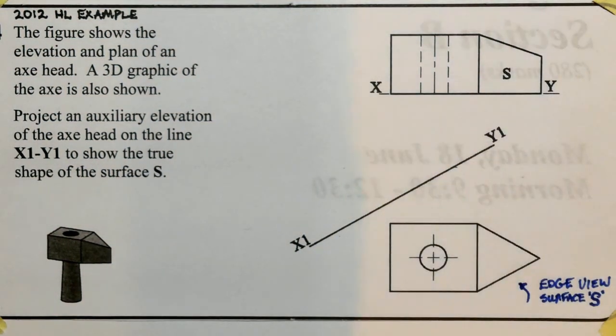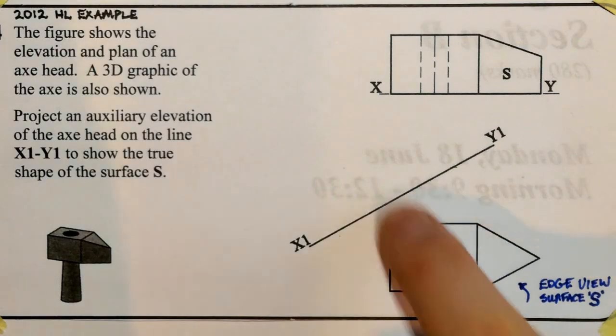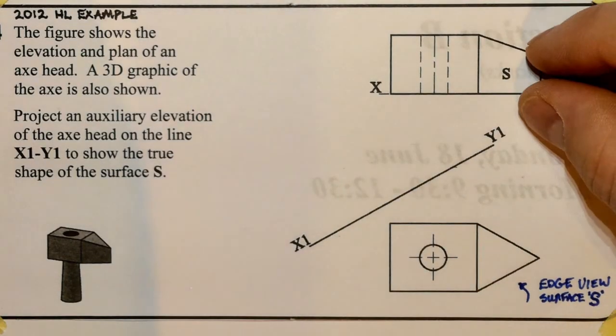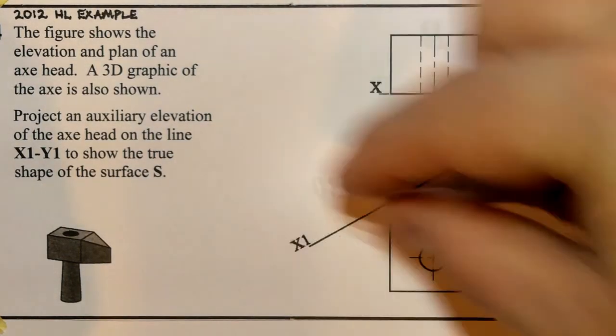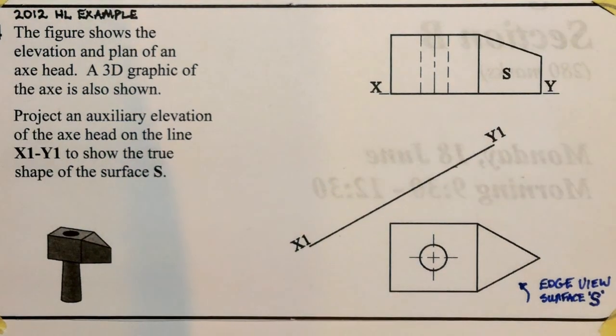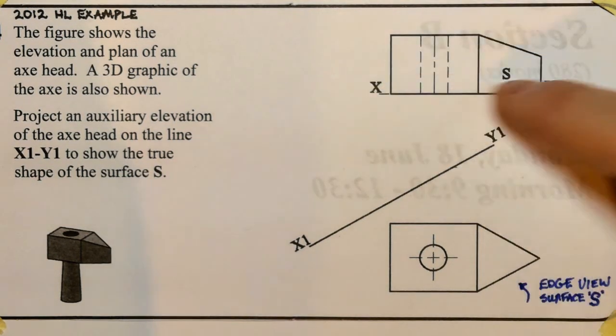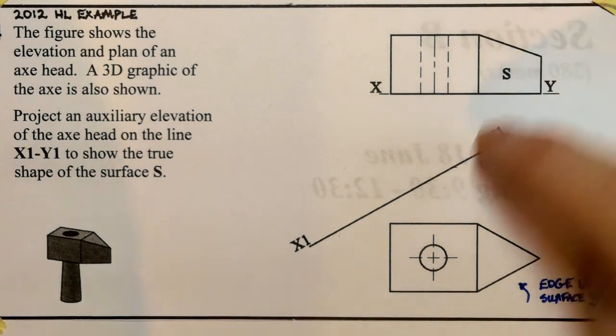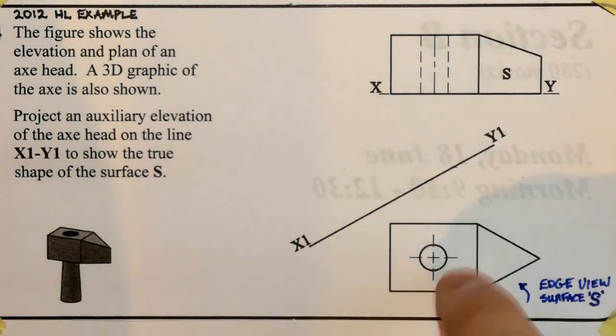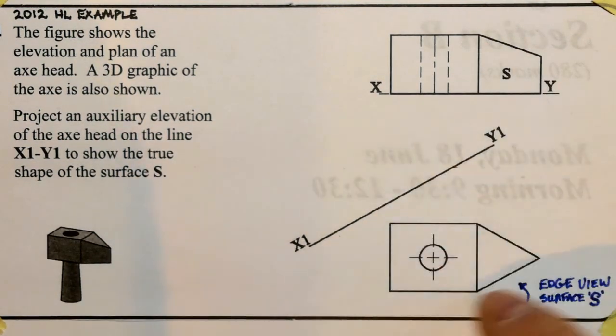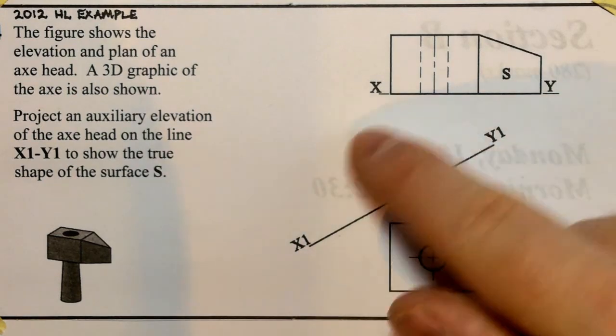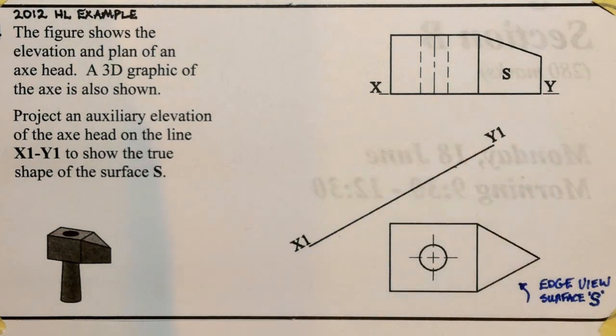And in this case we're going to project out from the plan view, and we're going to take the measurements from the elevation and step them out on this new xy line, because an auxiliary elevation is just another elevation, only it's at a different angle. So for example, this is an auxiliary view, if you want to call it, but it's just an auxiliary view at 90 degrees to the object. Whereas now, whatever angle this is, it's an auxiliary view of whatever angle that is.